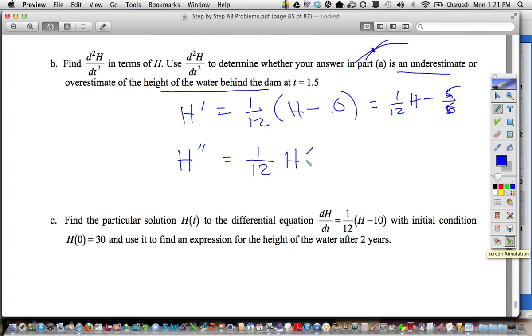Nicely done. You redeemed yourselves because the other class took forever to get that. They were all saying 1/12. Why do we have to do an h prime then? It's with respect to t, right? h is the output variable. So we have to tack on an h prime. That's right. What about the 5/6? That goes away. So here is h double prime, but they said to do it in terms of h.